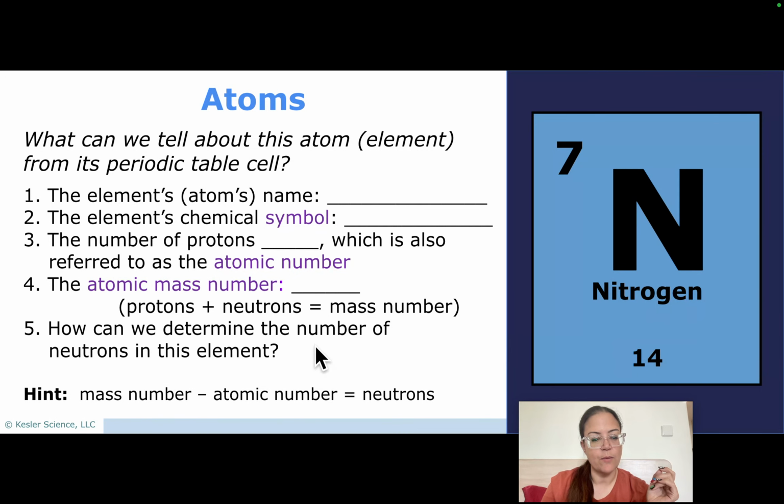How can we determine the number of neutrons in this element? We would take our atomic mass and subtract the atomic number. So you take the mass minus the atomic number, and that gives you your neutrons. The mass total is 14, and there are 7 protons, so that means 7 of those must be neutrons. Mass number minus atomic number equals neutrons. I could have just read it there and not had to think about it.